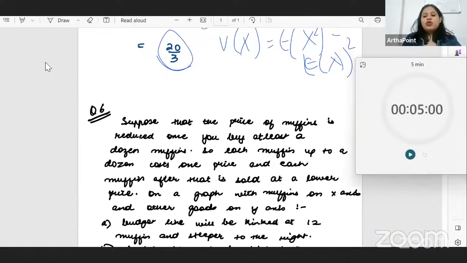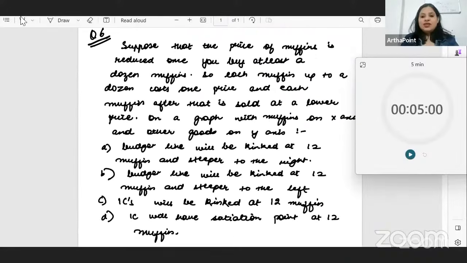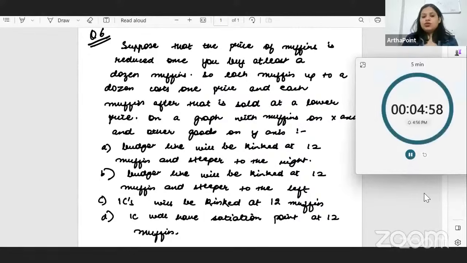Okay, let us move on to the next question. Again, it's a simple question, but the wording has to be thought of. Okay, so it says, I'm starting the timer first. Read down the question. Suppose that price of muffins is reduced once you buy at least a dozen muffins. So each muffin up to a dozen costs one price, and after a dozen is sold at a lower price. Then which of the following options is true? So you're given 5 minutes to solve this question. Post your answer in the chat.